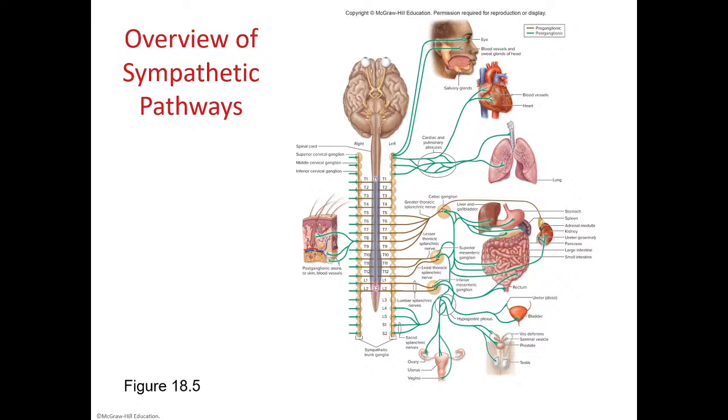All right, and so sexual arousal is controlled by the parasympathetic system, as we saw with the external genitalia, the penis, and the clitoris. But orgasm is actually controlled by the sympathetic system. All right.